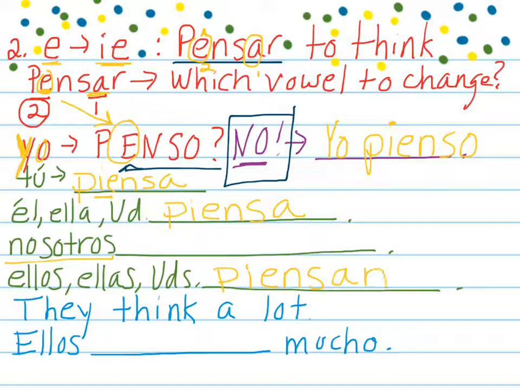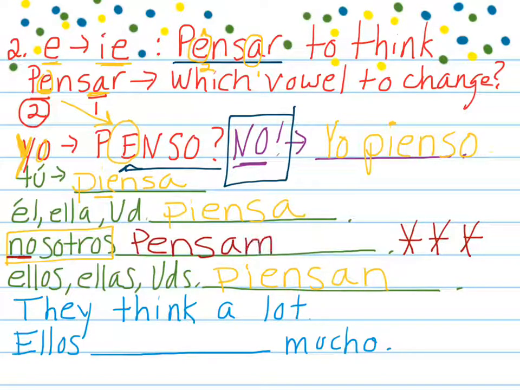Now let's go back to nosotros. What did I tell you about nosotros? Which I will tell you a bazillion and 12 times. It never stem changes. Say no to nosotros. Remember, say no. That's going to be my new bumper sticker. So this would not be piensamos. It would be pensamos. We think or we are thinking.